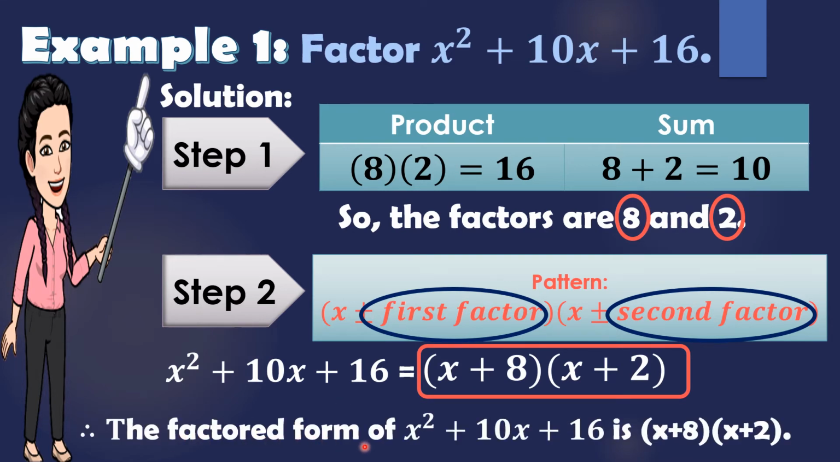Therefore, the factored form of x squared plus 10x plus 16 is the product of x plus 8 and x plus 2.